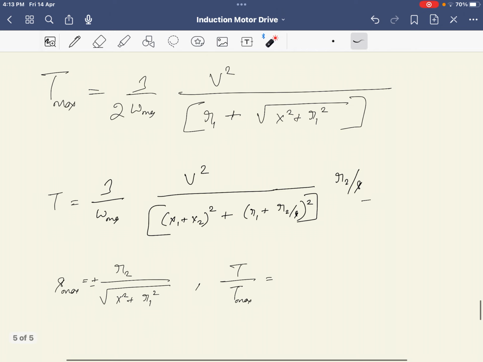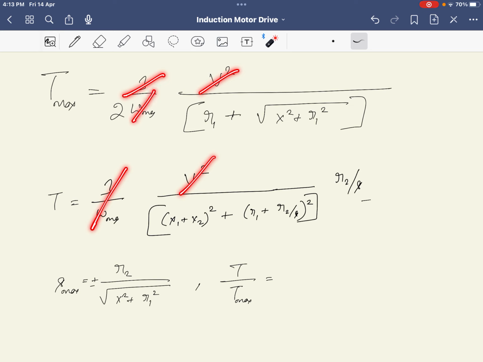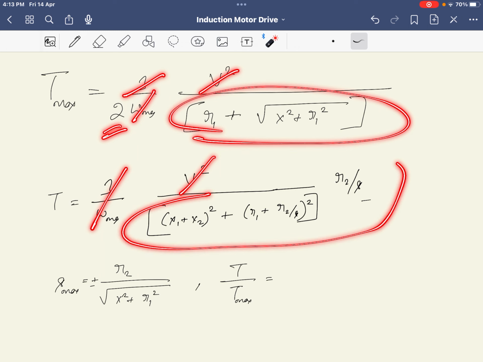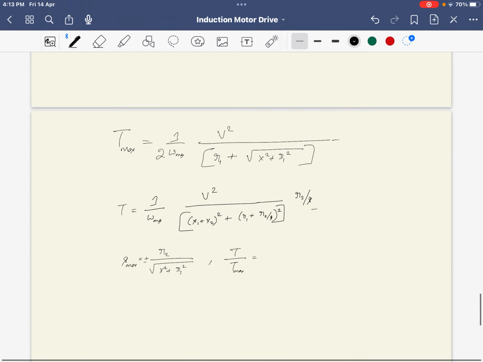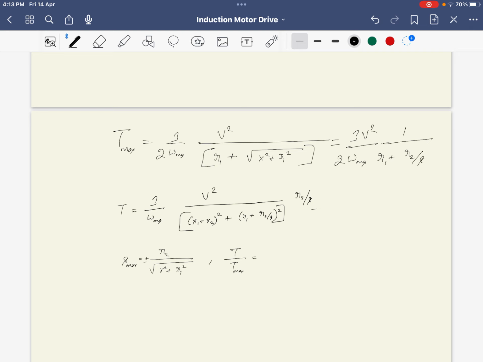Okay, let us derive it here. If we write T by T max, these are the terms which are going to be cancelled quickly, right? What is remaining is 2 over remaining, and these terms will be remaining. We need to go on writing, and we will rewrite that as 3V squared by omega ms, 2 omega ms, 1 by R1 plus R2 by S max, Sm. We can rewrite like that.